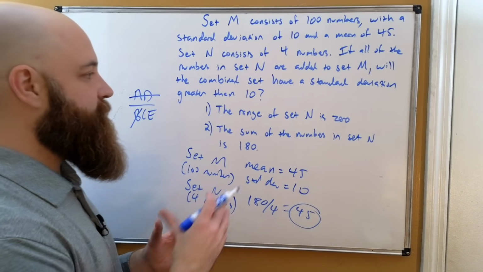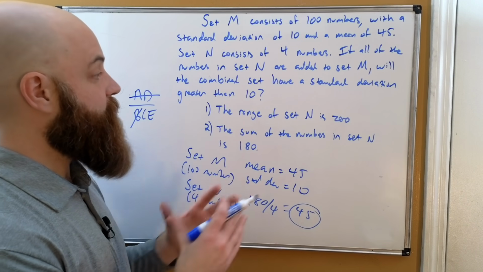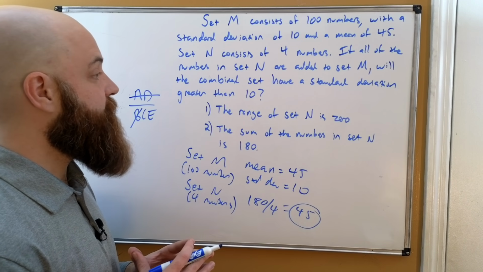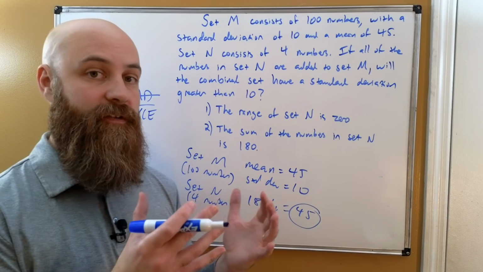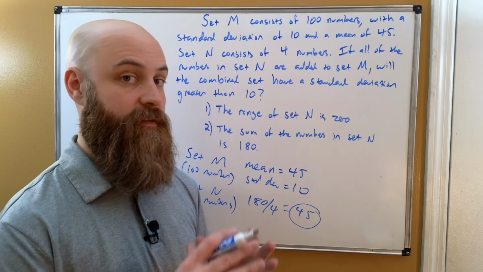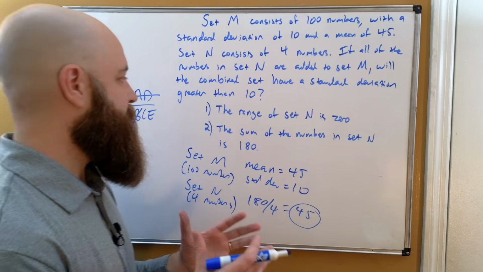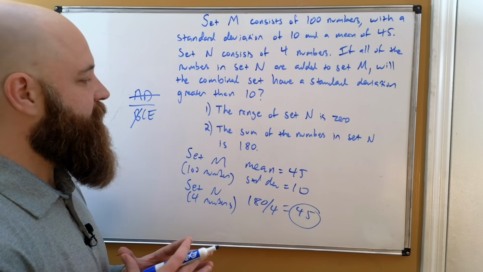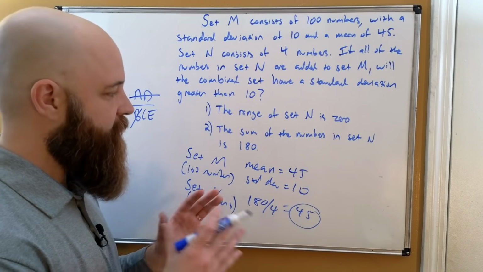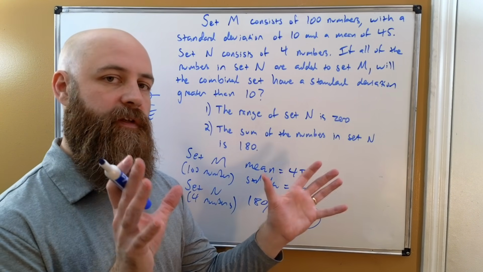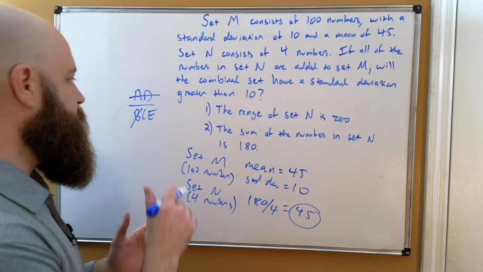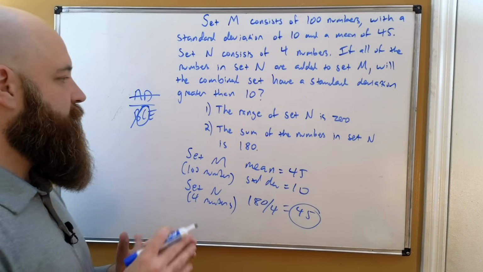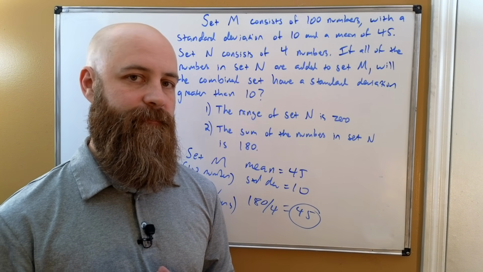So if I add four more means, 4 more values of 45 to set M, I'm reducing the standard deviation. So the combined set is going to have a standard deviation that's smaller than 10, right? I can't calculate the exact standard deviation just based on that, but I don't need to. All I need to know is the set is getting less spread out, standard deviation is going down, so both the statements together are sufficient to answer the question.